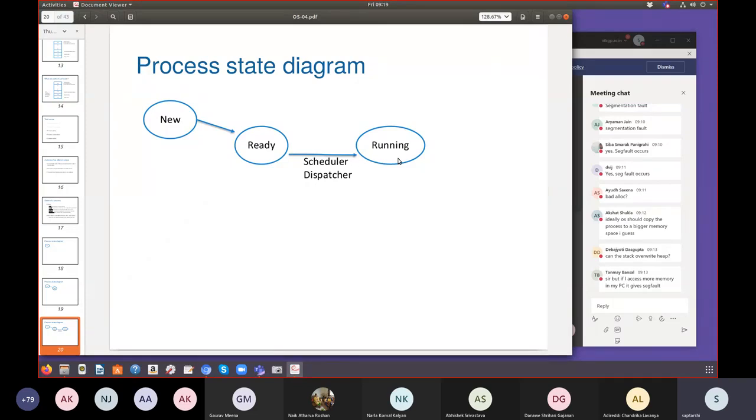Okay. And let's say that a process has got the CPU, it is running, and let's say it completes the execution. Then it goes to the terminated state. Right, when you write an exit call, exit 0, or when your main function returns, then it goes to the terminated state. Right? Any questions till now? Of course, the process state diagram is not over. We will discuss that. But any questions till now?